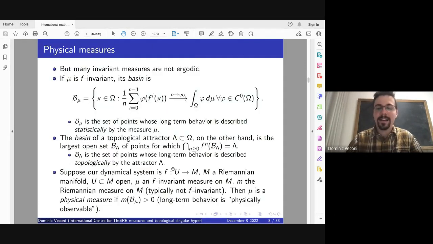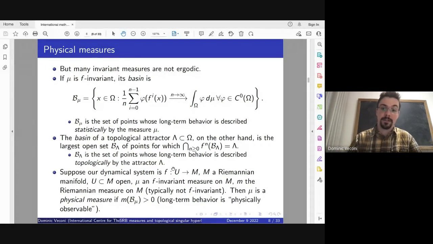The problem, though, is that ergodic measures are in some ways quite exceptional. Most measures that you look at that are invariant under the dynamics aren't actually ergodic. So if you have an F invariant measure mu, its basin is the set of points where you do have this convergence of the time average to the space average. And by the way, in a more application forward viewpoint, you can think of the time average as the observed average of a sequence of experimental observations and the space average as the actual true behavior of whatever this random variable is. This is related to Boltzmann's ergodic hypothesis. So the basin of mu is the set of points whose long-term behavior is described statistically by the probability measure mu.